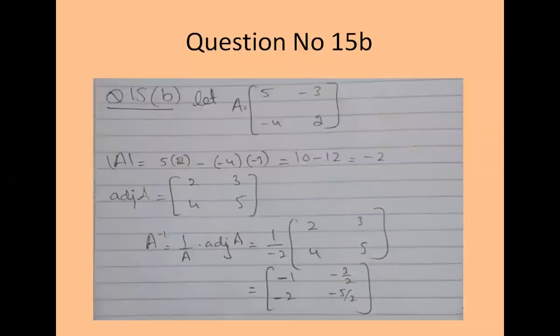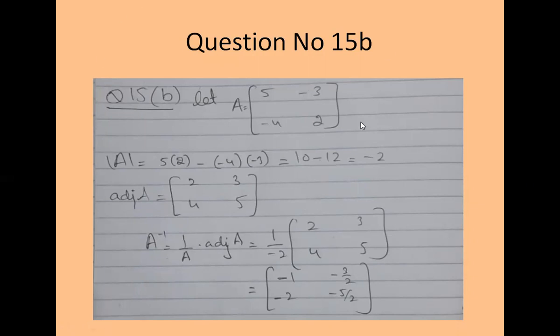So let A equal 5, minus 3, minus 4, 2. First of all, I will take the determinant of A. When you find the determinant, you have 5 into 2 minus the product of these two. So you will have 5 into 2 is 10, and minus is in the formula. Minus 4 multiplied by minus 3 gives you plus 12, and minus is also there from the formula. So 10 minus 12 is equal to minus 2. So the determinant of this matrix is minus 2.